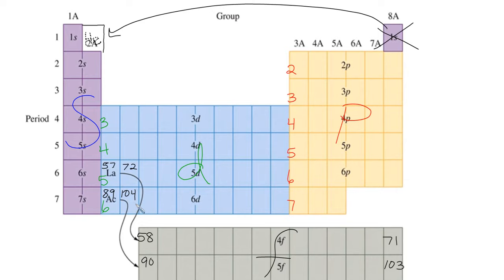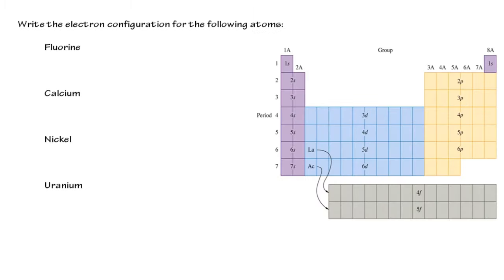Okay, so here's what I do. I see that I'm doing electron configurations. It takes me maybe 10 seconds to mark up my periodic table. All I have to do is number it 1 through 7. It's already numbered on this periodic table. Then I label this S. I label this P, D, F. Then I start numbering the rest of the blocks.